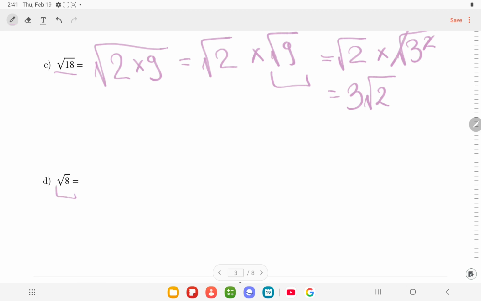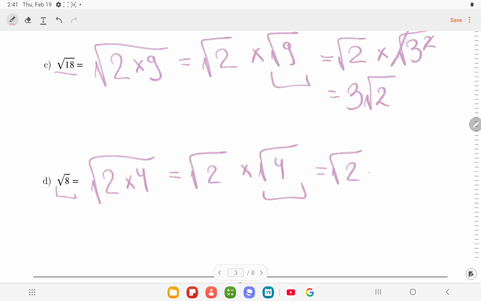And same thing for the root of 8. 8 is equal to 2 times 4. And we know that the root of 4 is a perfect square, so we can go ahead and solve that. The root of 4 is equal to 2 squared. Well, the root of 2 squared. So we end up with 2 root 2.